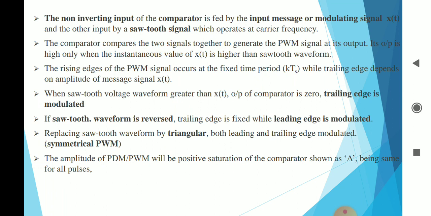So the sawtooth waveform is reversible. The amplitude of the PWM output of the comparator shows the pulses having the same amplitude. So this is the simple explanation of the previous circuit diagram.